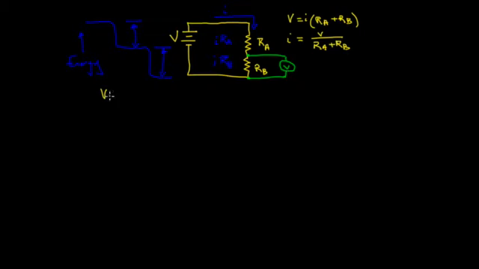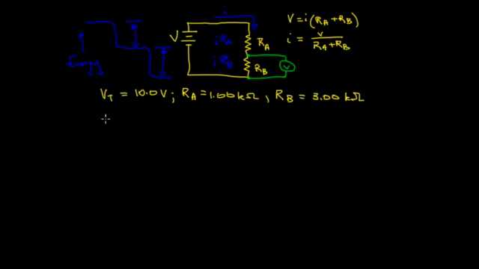Let's try a calculation. Let the total voltage, or the battery voltage, be 10 volts. We'll set RA to 1 kiloohm, or 1,000 ohms, and RB to 3 kiloohms, or 3,000 ohms.